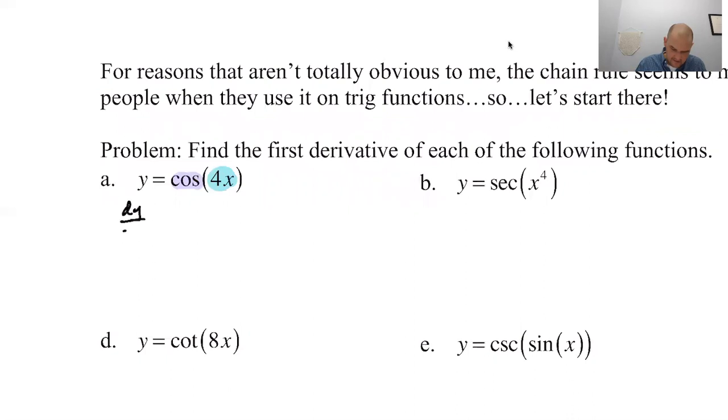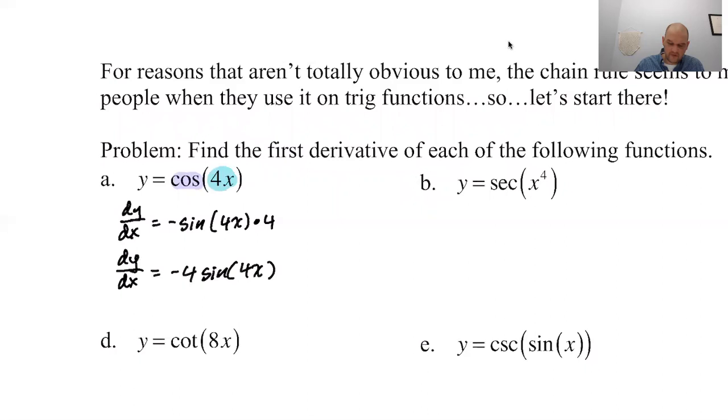dy dx is going to be, what is the derivative of cosine of something? The derivative of cosine of something is negative sine of that thing, but now by the chain rule, times the derivative of that thing. So times 4. So I'm going to say that dy dx is negative 4 sine of 4x. I find that for whatever reason, when you're doing this for the first time, trig functions are a really good way to do it. So the derivative of cosine of something is negative sine of that thing, and then times the derivative of that thing. That's what we have.